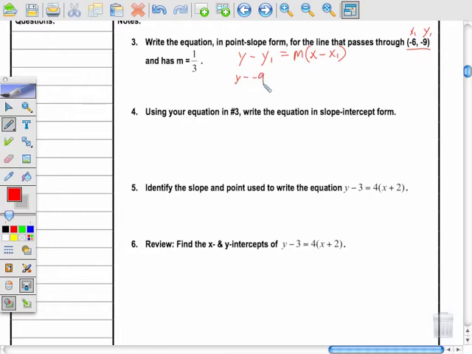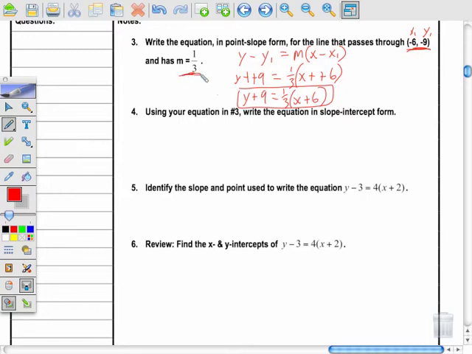We got y minus negative 9, because that was my y1 over there, equals, our slope is 1/3, so 1/3 times x minus our x1, which is negative 6, minus negative 6. Okay, we can make this y plus 9 equals 1/3 times x plus 6. There we go. That's the equation of that line in point-slope form.